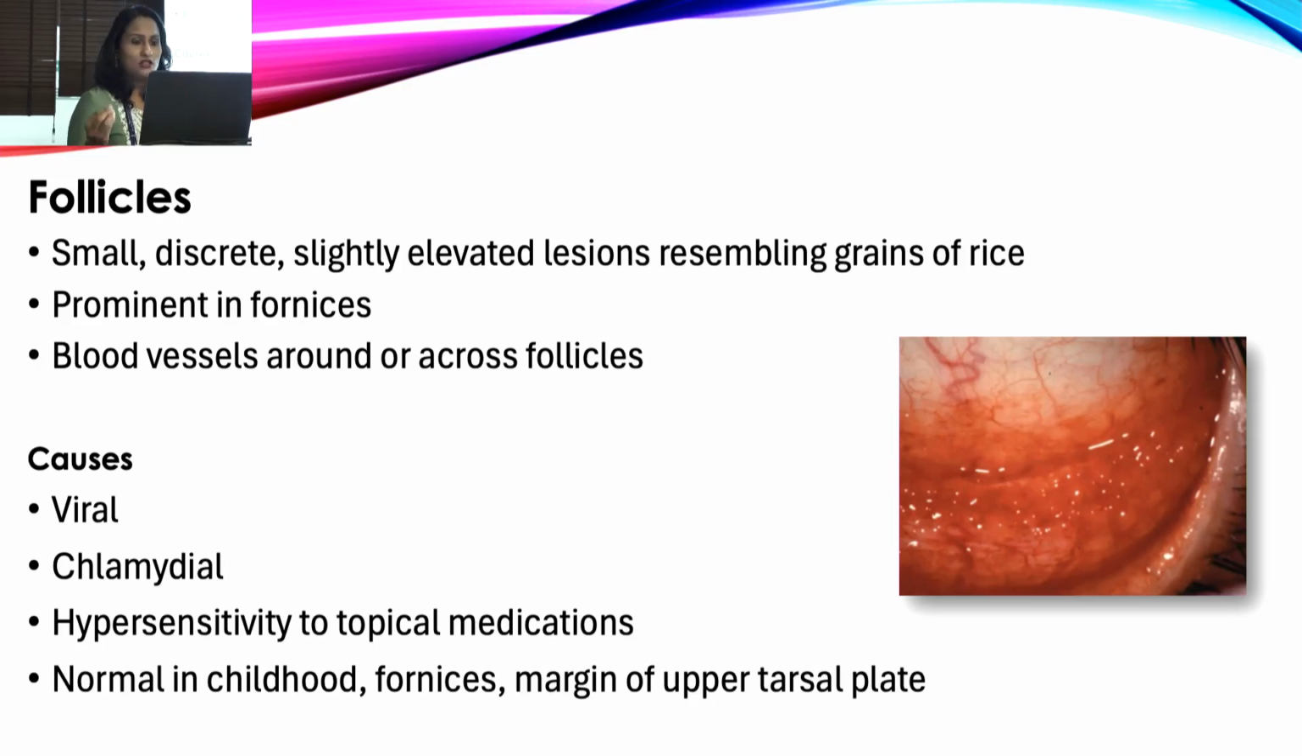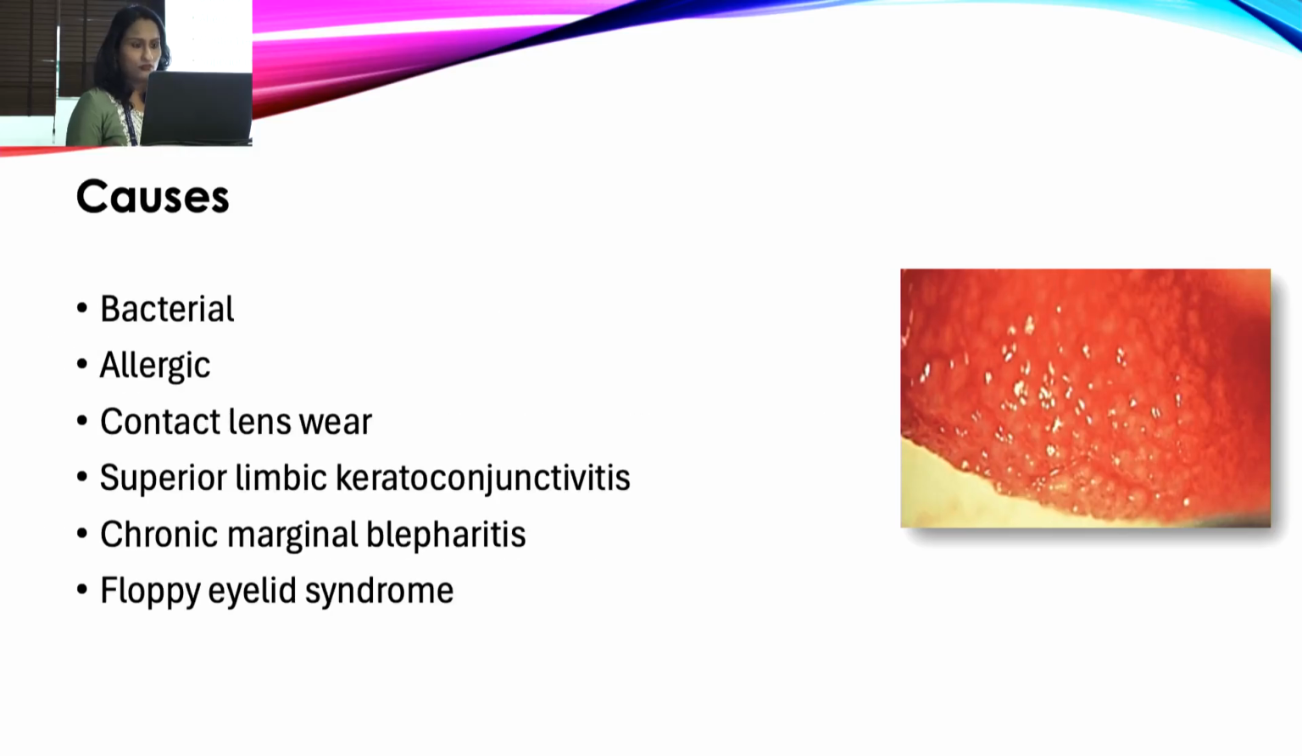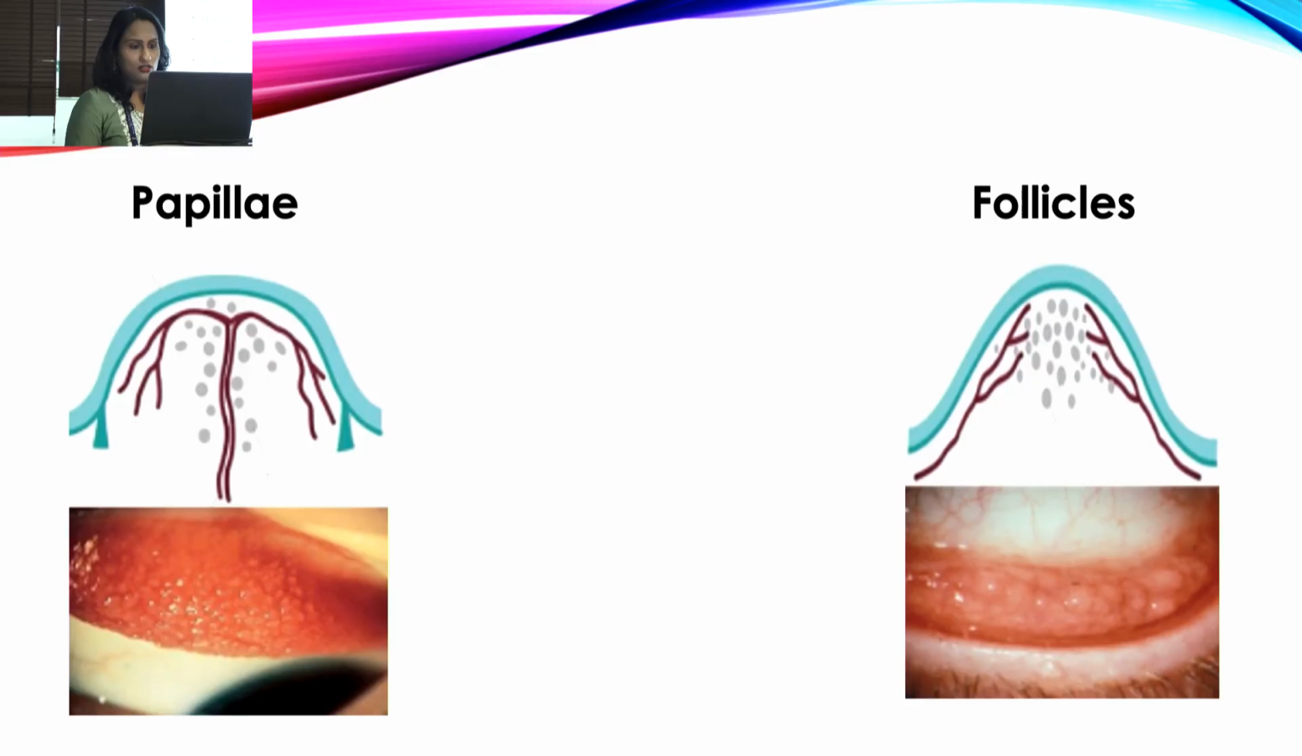Follicles are small, discrete, elevated lesions resembling grains of rice. They are usually seen in the pharynx. Papillae are usually seen in the palpebral and the limbal bulbar conjunctiva. They have a vascular core and appear like a mosaic-like pattern of elevated red dots. The causes for this are usually bacterial, allergy, contact lens wear, and chronic marginal blepharitis.